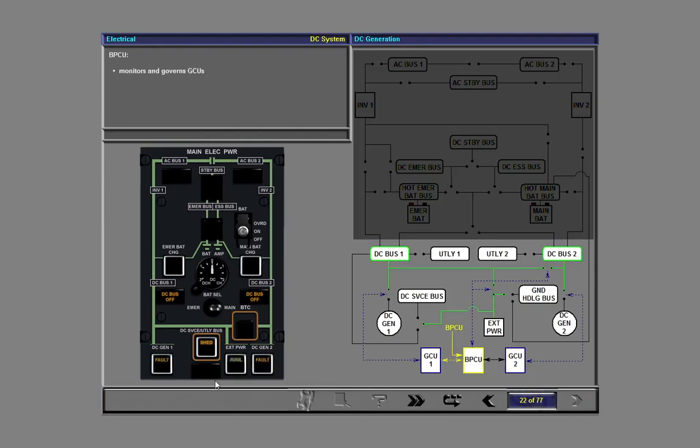The BPCU is located between the GCUs. It monitors and governs them according to pilot selection and system status. It also controls the BTC and the external power contactor. It determines the annunciation in the external power push button, and it controls load shedding, which we shall look at next.